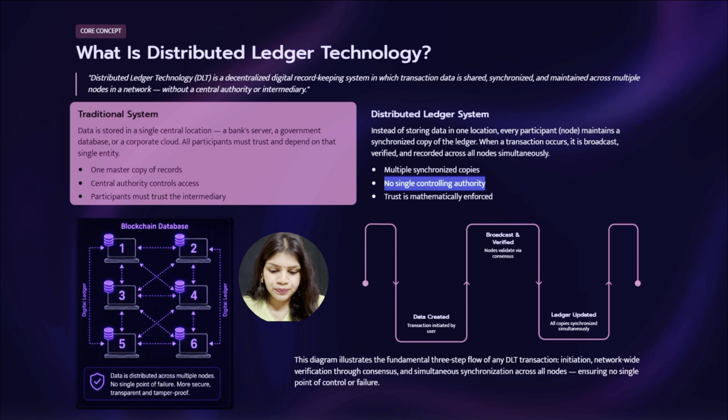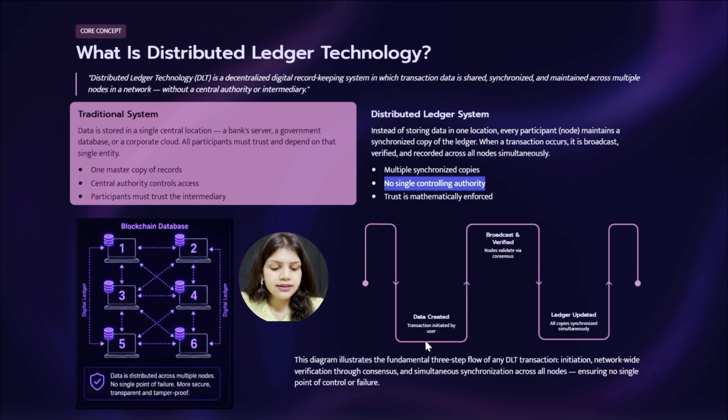Here you can see in the video the diagram. In the blockchain database, data is distributed across multiple nodes, like each node has its own ledger. That is what distributed ledger architecture looks like. And here you can see the process of how the distributed ledger works.